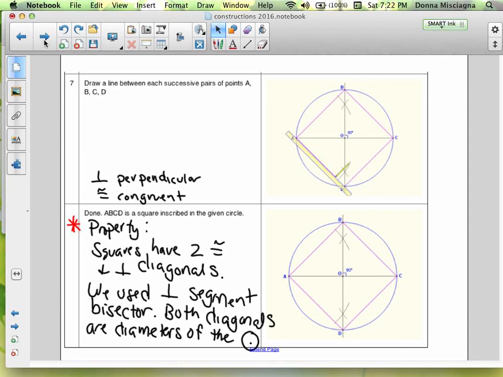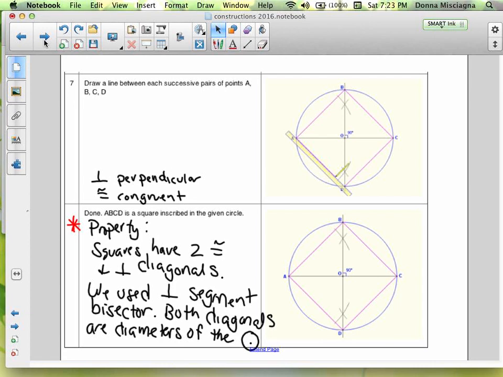All right, so our last step in doing the construction is to connect the vertices that are on the circle. So connecting points A to B, B to C, and C to D with a straight edge. This is guaranteed to be a square. If you try to measure 90 degrees by eye, I guarantee you're probably not going to have 90 degrees, and you're not going to have congruent sides. It's going to look kind of like it, but it's not good enough.